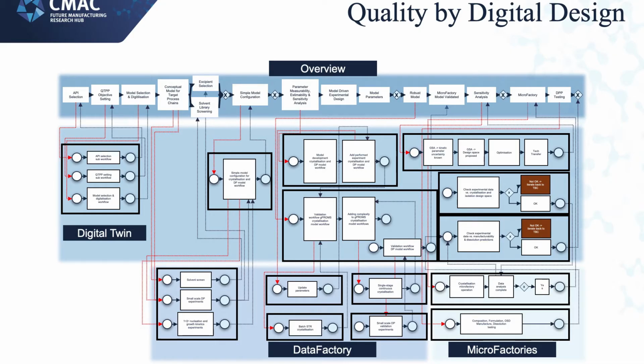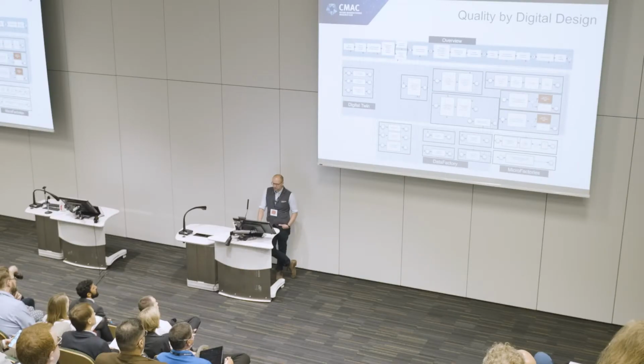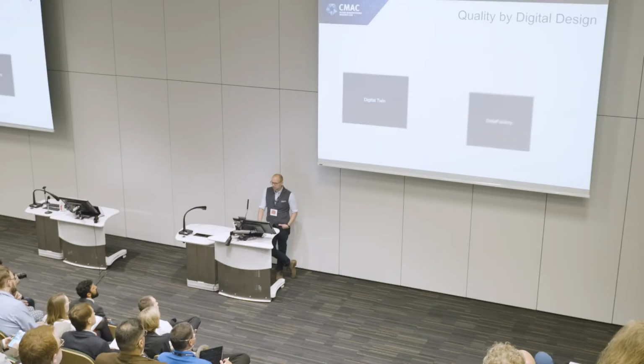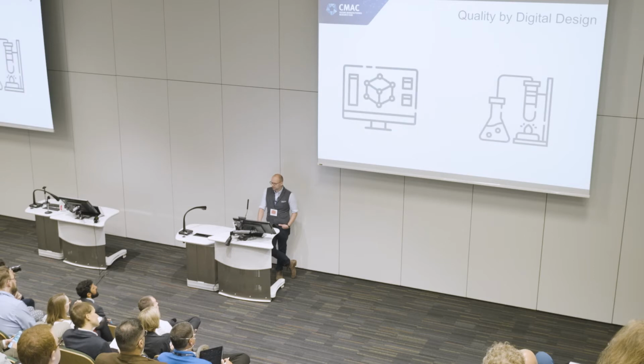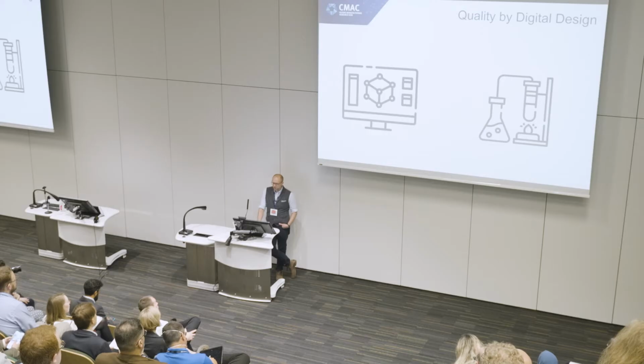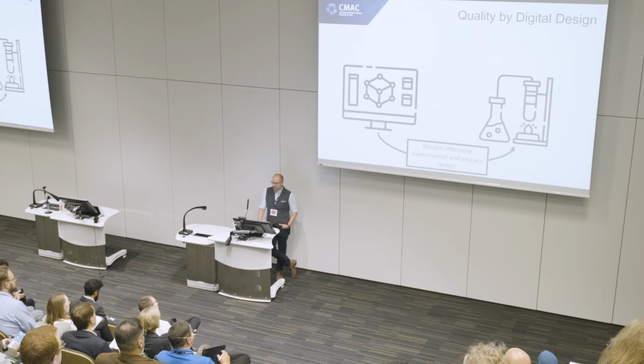and posters. And this is the CMAC workflow called Quality by Digital Design. But at its core, what we have is essentially a digital twin and our data microfactories. And our digital twin encompasses all our models. So it covers anything we're using to model a process that feeds into our microfactories. As we touched on before, and is increasingly what we're doing now, is actually using our models first to drive our data microfactories and design our processes.